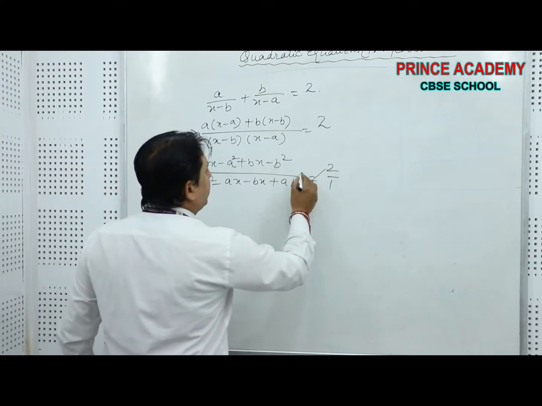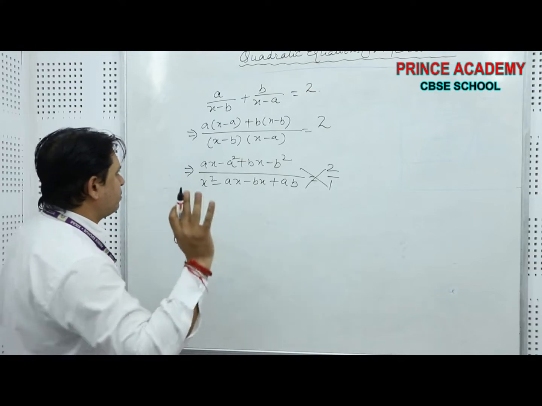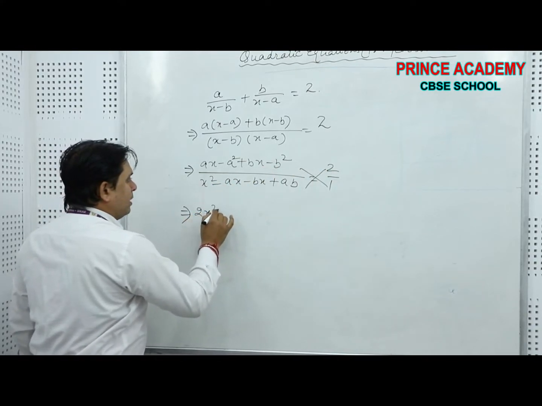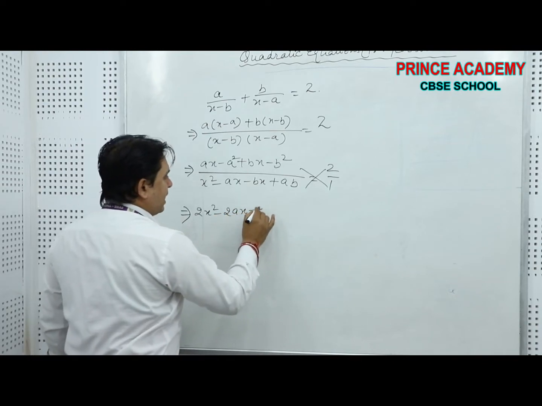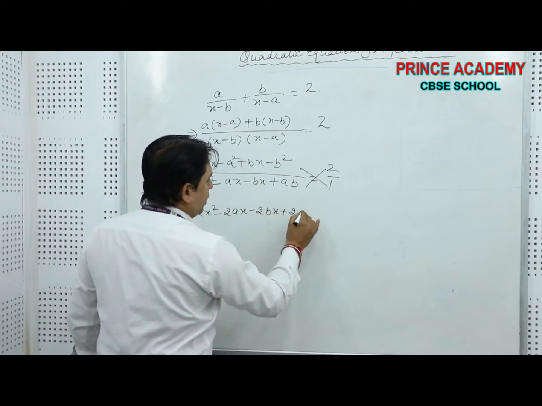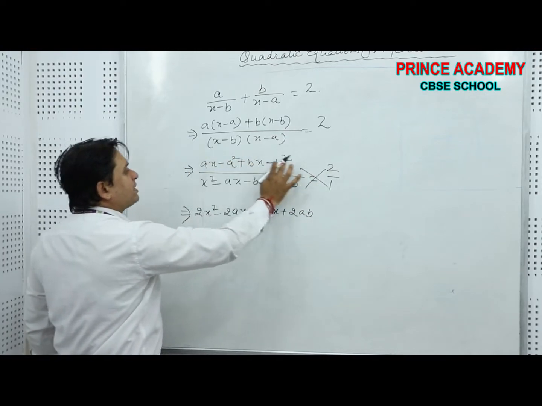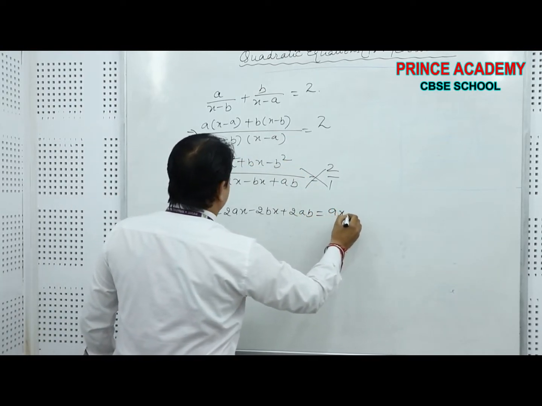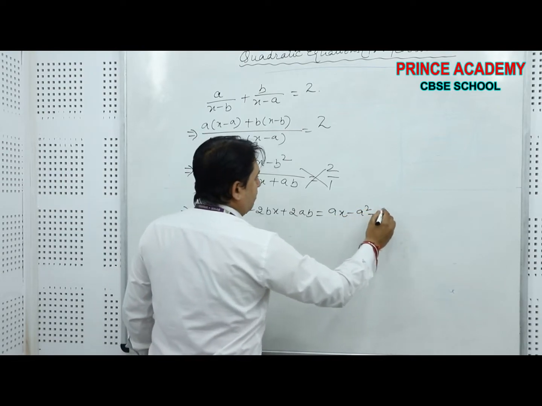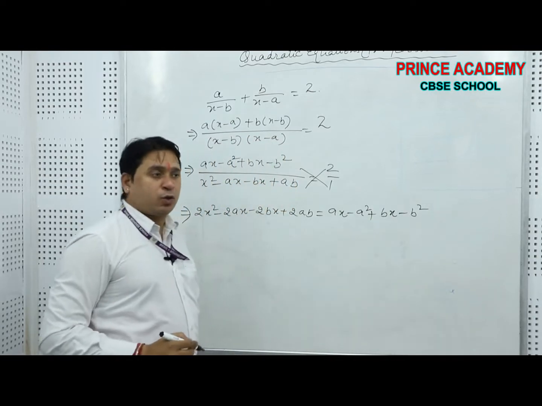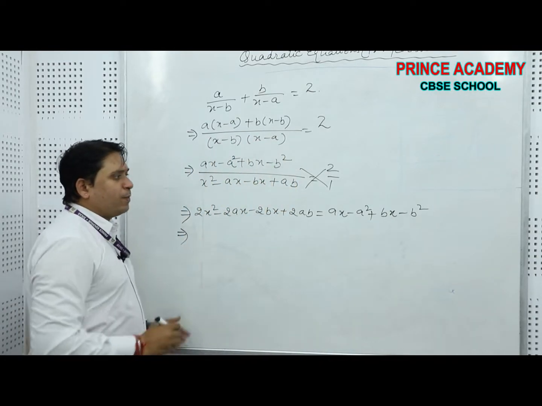Okay, now see what we will get. Cross multiply it here, go for the direct cross multiplication. You will get 2x square minus 2ax minus 2bx plus 2ab. We multiply 2 with it whole. Now 1 into this, it will be the same, ax minus a square plus bx minus b square. Now students, see what should be our next step.